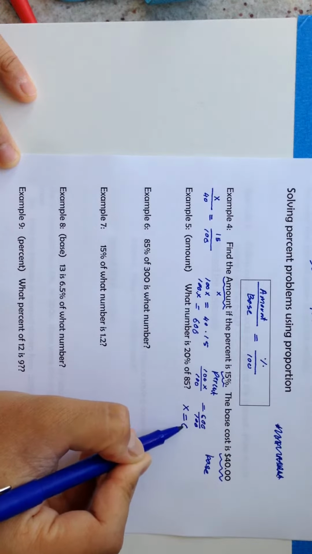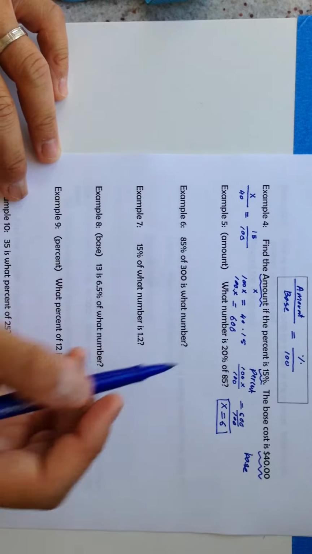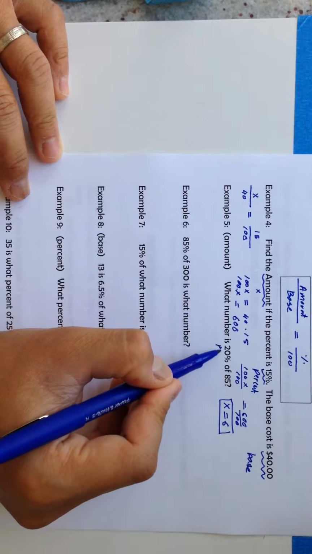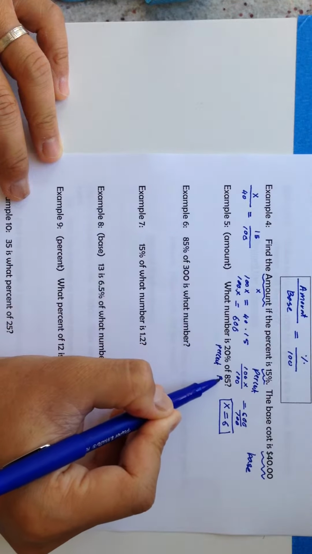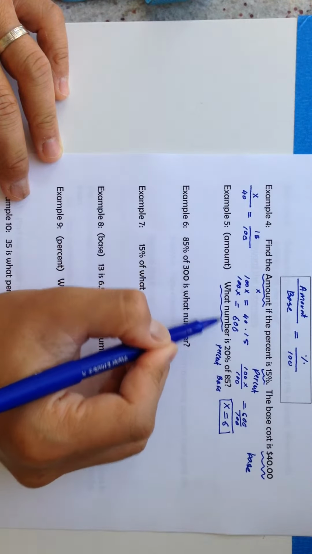X comes out to be 6, which is the same as what we got in the previous lesson. What number is 20% of 85? This is my percent. This is my base. So what number is my amount?